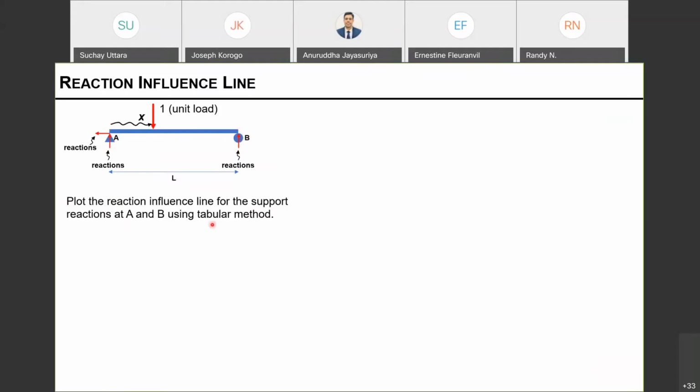So we will be using the tabular method. Now, if you remember the tabular method, it says we need to apply the unit load at different locations along the beam, and then compute the reactions for A and B separately. Okay.